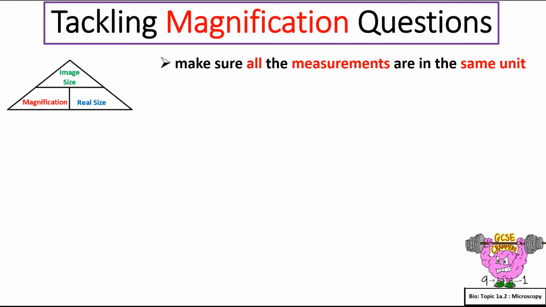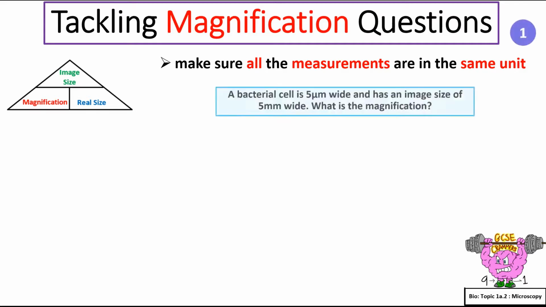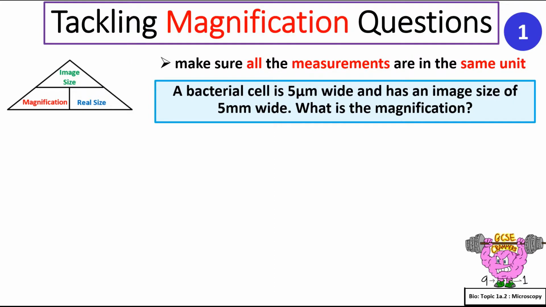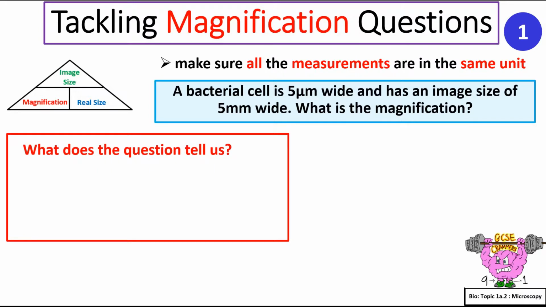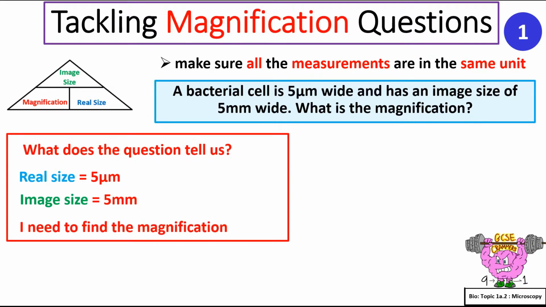Also, remember to make sure that all the measurements are in the same units. First question. A bacterial cell is 5 micrometers wide and has an image size of 5 millimeters wide. What is the magnification? What does the question tell us? The real size of the bacterial cell is 5 micrometers. The image size of the bacterial cell is 5 millimeters. I need to find the magnification.